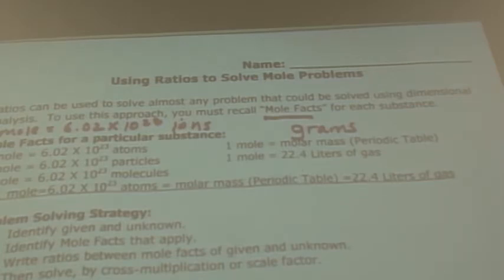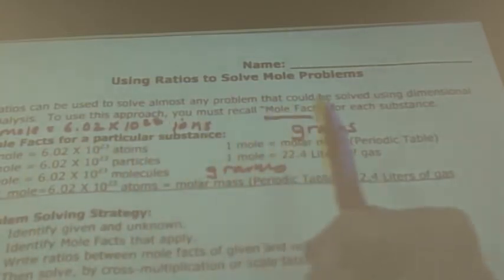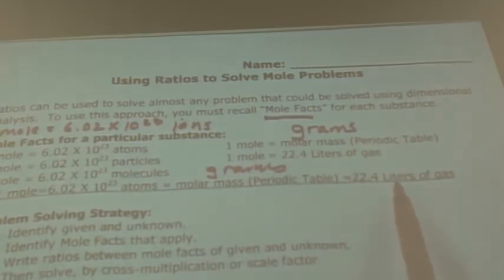Okay. So we were looking at that and thinking, boy, that's a lot of stuff to list all the time. So we decided to just write it out like this. 1 mole is equal to 6.02 times 10 to the 23rd atoms, ions, particles, or molecules. 1 mole is equal to the molar mass in grams. 1 mole is equal to 22.4 liters of gas.